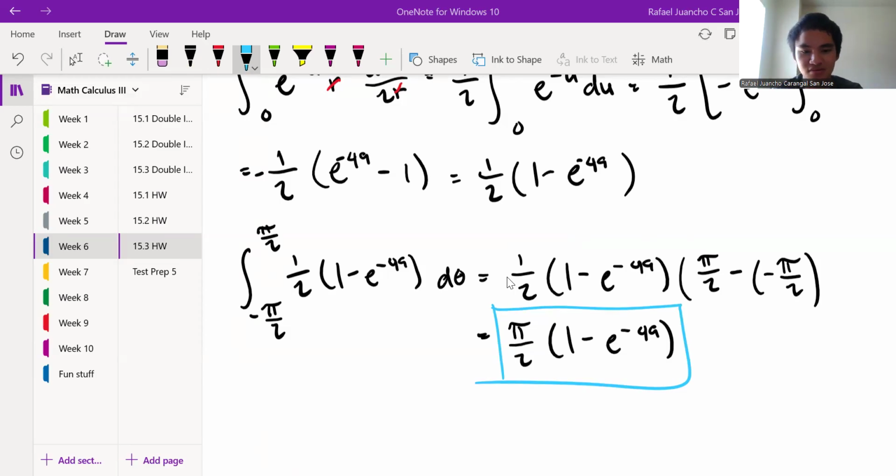Write that out. So it's pi half 1 minus e to the negative 49. And we're done, I think. We'll see. But I think the hardest part was the simplifying one because that would have made our lives very, very easy. And we did it. Nice.